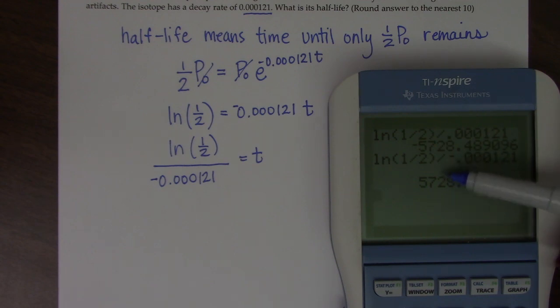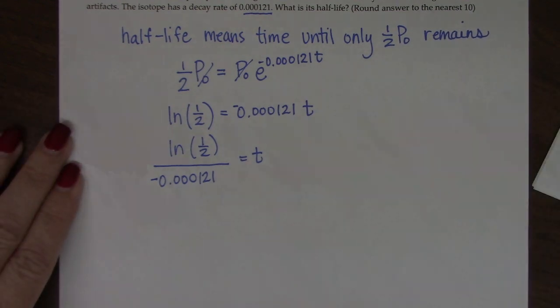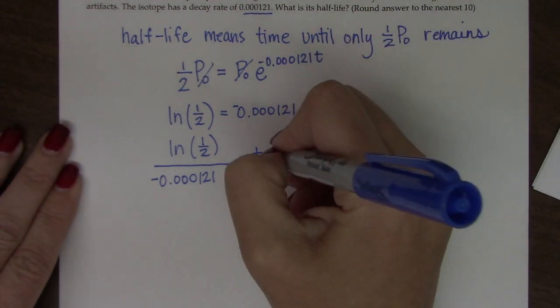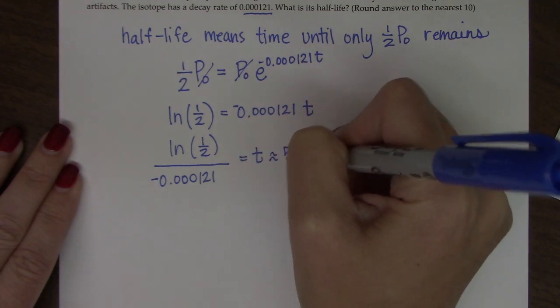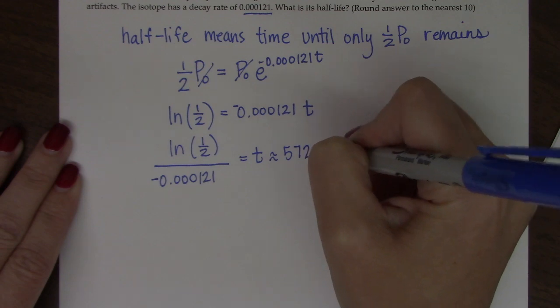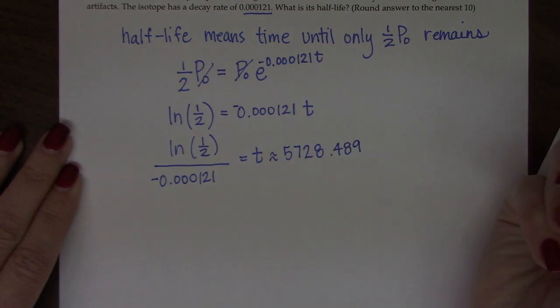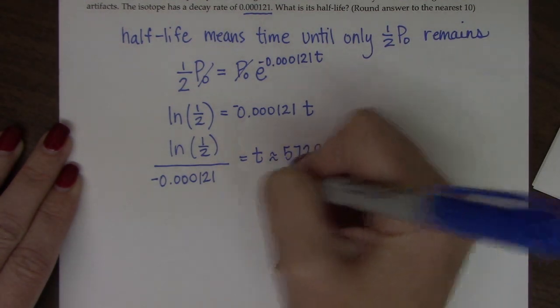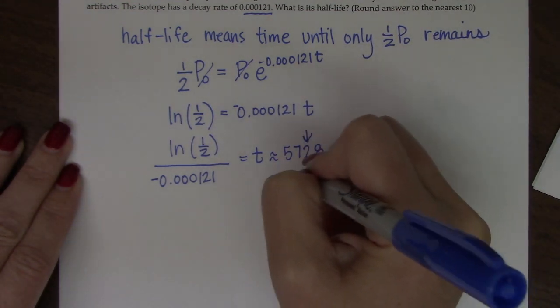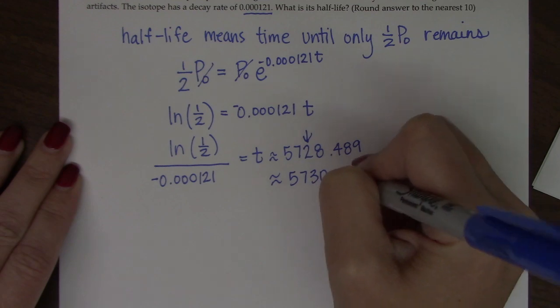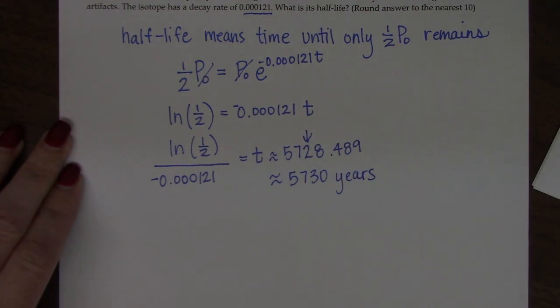So you go to the tens place and we're rounding up. So this is actually going to be 5730. So this is 5728, right? 0.489. I'm just going to give you what the calculator read. And rounding to the nearest 10 meant rounding to that digit. So 5730 years is the half-life.